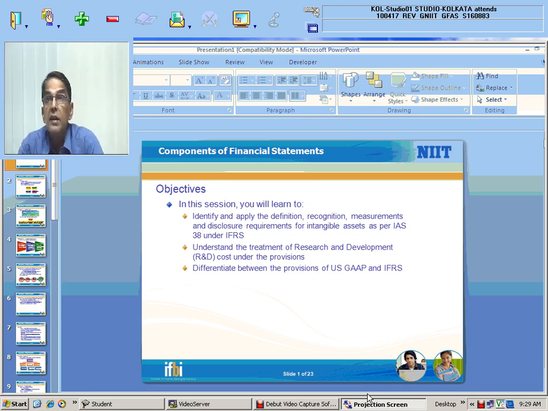So IS 38 is the guiding accounting standard. It prescribes the recognition and measurement criteria for intangible assets that are not covered by other standards. The recognition and measurement of those assets are covered under IS 38. The standard will enable users of financial statements to understand the extent of an entity's investment in such assets and the movements therein. The principal issues involved here relate to the nature and recognition of intangible assets, determining their cost, and assessing the amortization and impairment losses that need to be recognized.